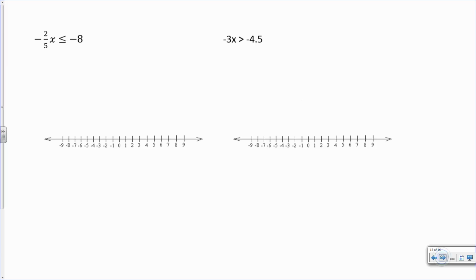Okay, let's keep trying these. These are just ones we need to make sure that we're practicing. When you're done with these two, turn it back on.